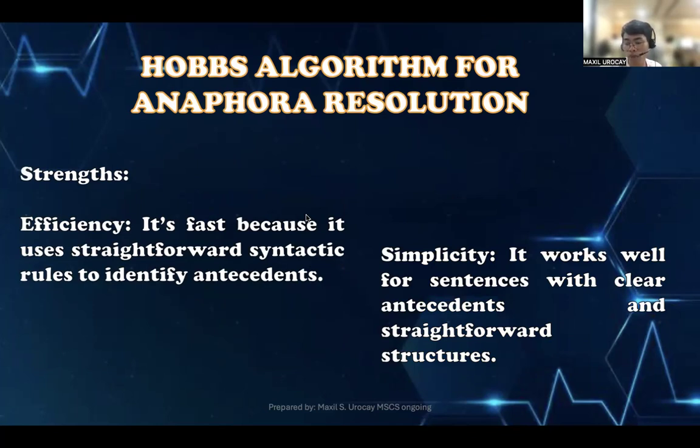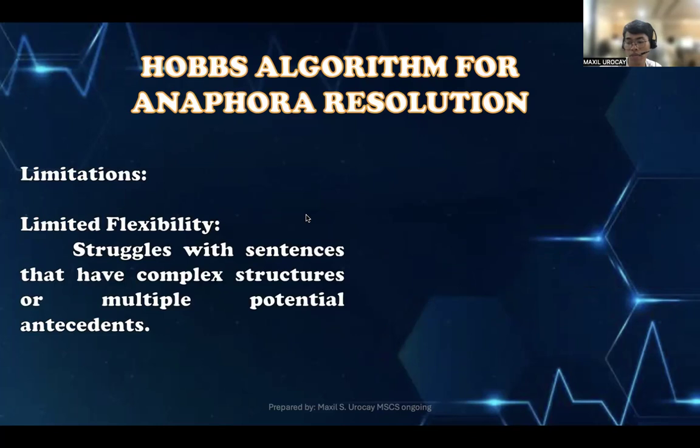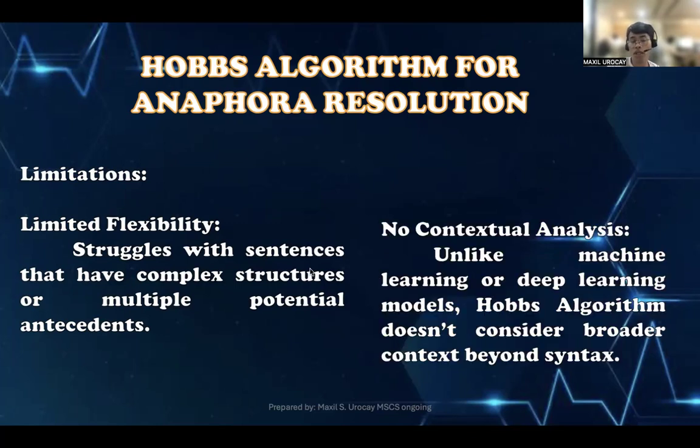And then we also have another one, in terms of limitations. The limitations of Hobbs' algorithm: it struggles with sentences that have complex structures or multiple potential antecedents. So there is a limitation in terms of this type of algorithm. Now, no contextual analysis, unlike machine learning or deep learning, which could consider a broader approach. Hobbs' algorithm doesn't consider broader context beyond the syntax.